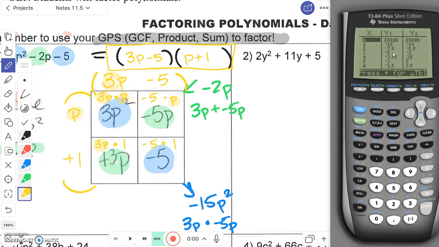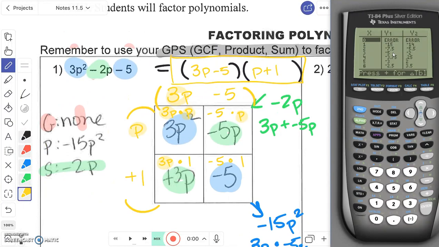Now remember that this is also the opposite of multiplication. So if I went through and multiplied those two together, which means I would have put them on the outside of the box, multiplied them all together, I should get this original one back.